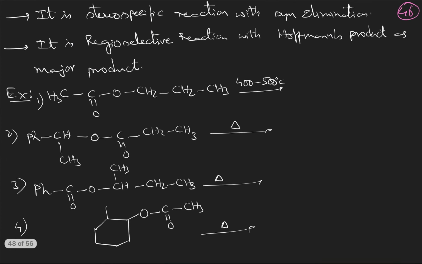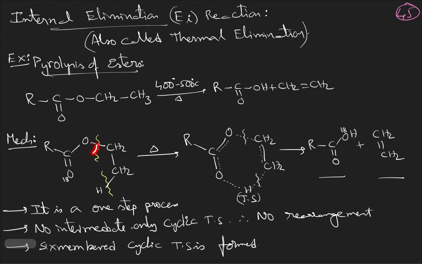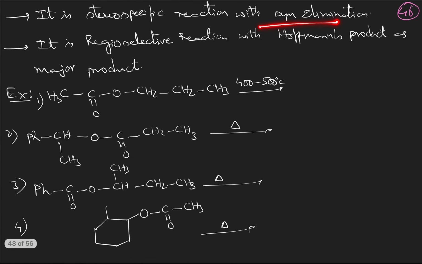6-member cyclic transition state is formed, and it is a stereospecific reaction with syn elimination. You see here, O minus is removed from this side, H plus ion is also removed from this side. Understanding or not? O minus is removed from this side, and H plus ion also is removed from this side by shifting this bond here, so that onto this alkene there is syn elimination reaction. Both species are removed from the same side, stereospecific syn elimination reaction, and it is a regioselective reaction with Hofmann's alkene as the major product.